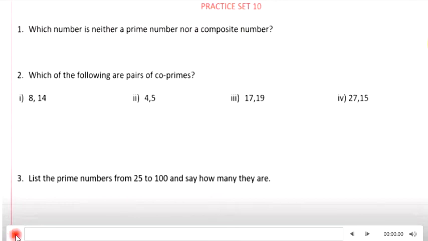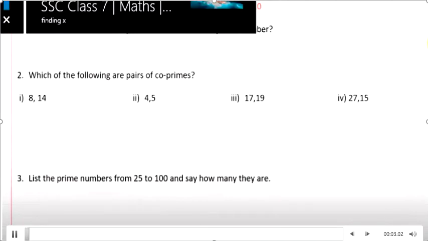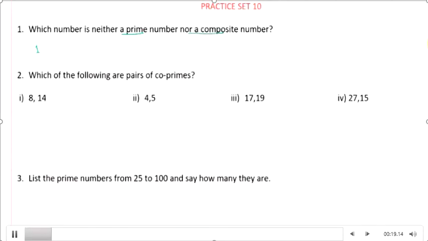The first sum in practice set 10 says, which number is neither a prime nor a composite number? One is a number which is neither prime nor composite. We have seen it in the explanation some time back, which says 1 is a number which is neither prime nor a composite number. We shall write the answer in a full complete sentence. 1 is neither a prime number nor a composite number.